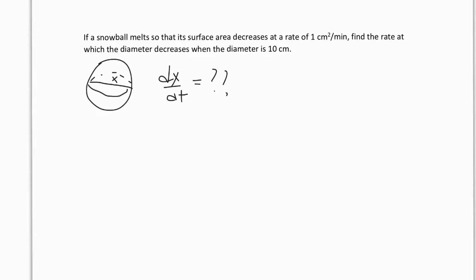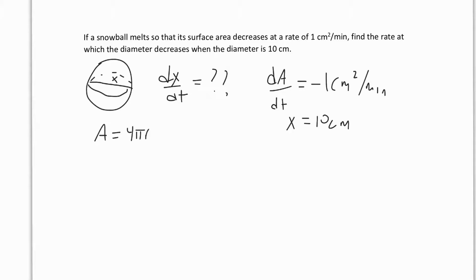Well, what are we given? We know the surface area. So we have dA, where A is surface area. It's going to be decreasing, so -1 centimeters squared per minute. And we know the diameter, so in this case x will be 10 centimeters. So what's the surface area for a sphere? Well, the area formula is 4 pi r squared. And that r is just going to get in the way because we don't have a dr dt. So I'm going to try to substitute it in right away.